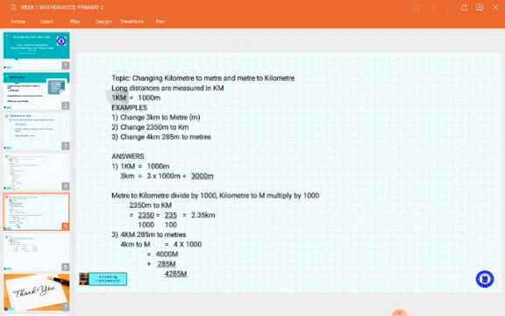Look at example 3 there. We have 4 kilometer, 285 meter, to meters. Now, you first of all change the 4 kilometer to meter by multiplying 4 times 1,000. What will be the answer there? Thank you, Monica. The answer there is 4,000 meter. Then you now add it to 285 meter. Who can tell us the answer? Thank you. Janet, your answer is correct. 4,285 meter. Clap for her.